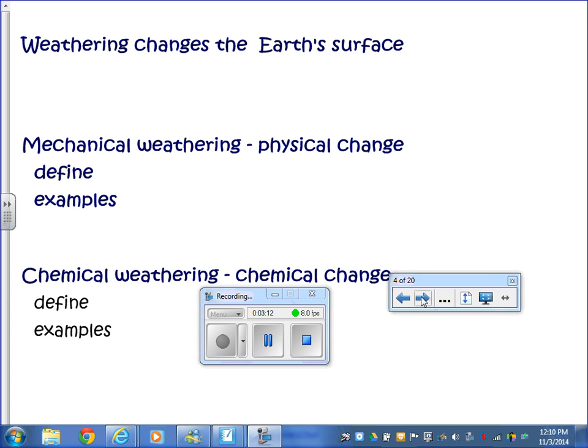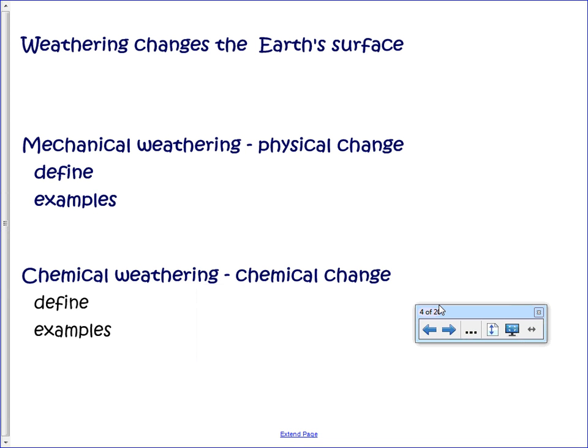Okay, so then quickly we talked at the beginning about chemical change and physical change, which is mechanical. So weathering changes the Earth's surface, making things like sand dunes, canyons, things like that. And then let's take a look at some examples of mechanical weathering and chemical weathering. A physical change is just things physically breaking down into smaller pieces but staying the same stuff. And then a chemical change is where it's actually turning into a different material. So let's give some examples of each of these.